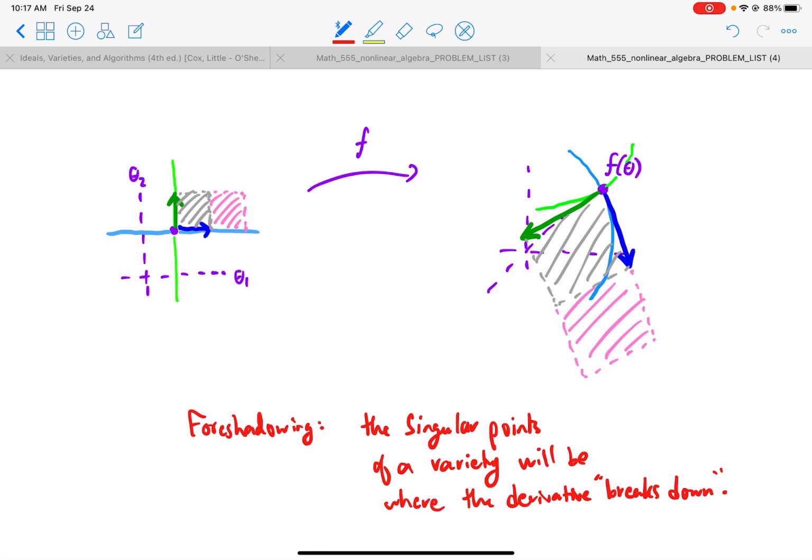And typically, it's rank 2. A 3x2 rank matrix usually has rank 2. But sometimes the rank will drop. Could be rank 1. Could be rank 0. And at those points, those are going to be singular points. Okay.